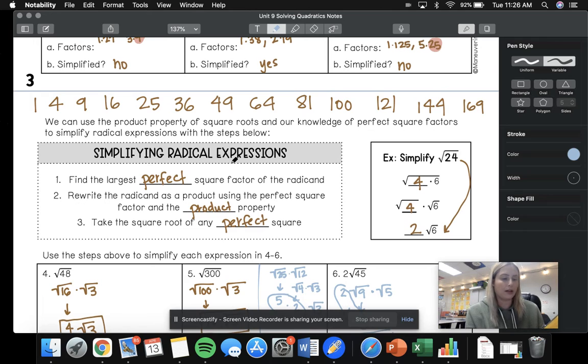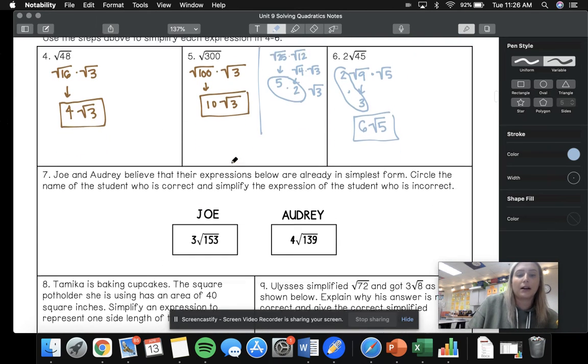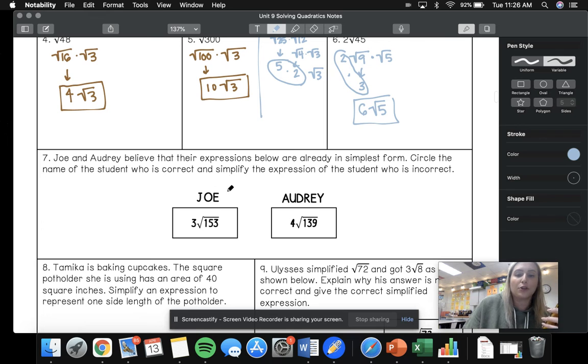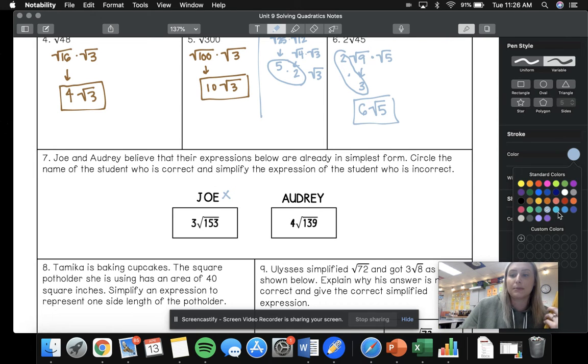So I'm going to divide by 4, and I get a decimal. I'm going to divide by 9, and I get 17. Okay, so I'm going to start with 17. Looking right off the bat, I know that Joe is incorrect because he is not all the way simplified.